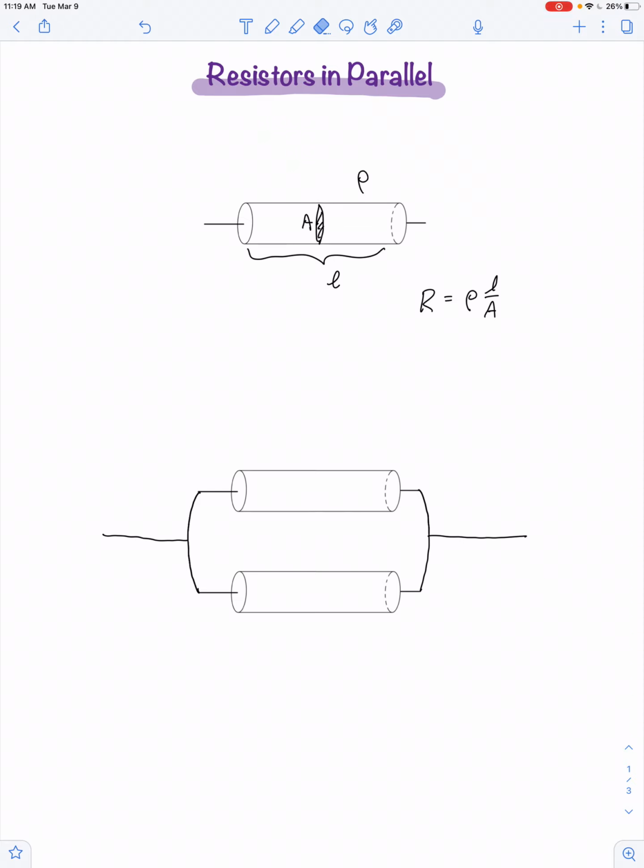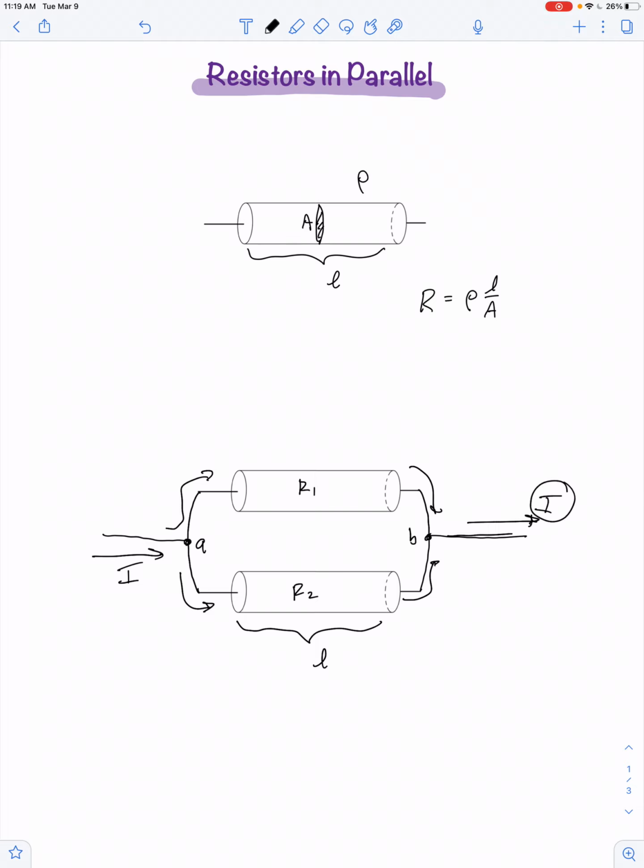Now, I haven't really changed the length through which current's going to flow. If some current made it into the junction at point A, then that current splits up. Some of the current takes the top path through resistor number 1. The remaining current takes the lower path through resistor number 2. These currents reconverge at junction B. So the current that flows onward from there, that current and that current have to be one and the same.